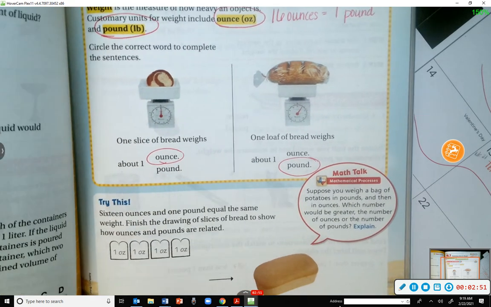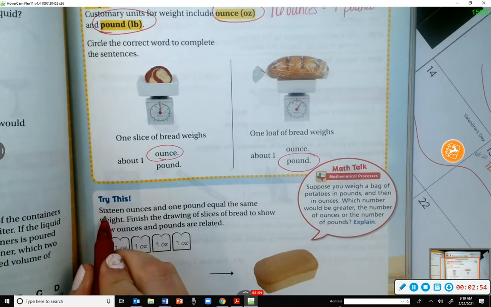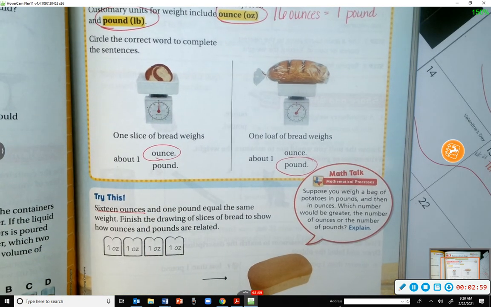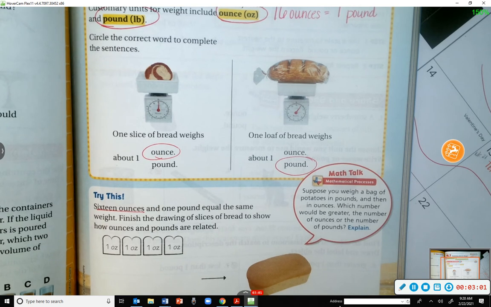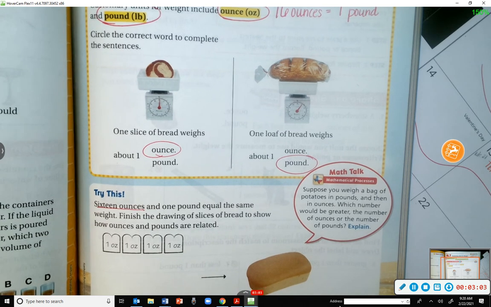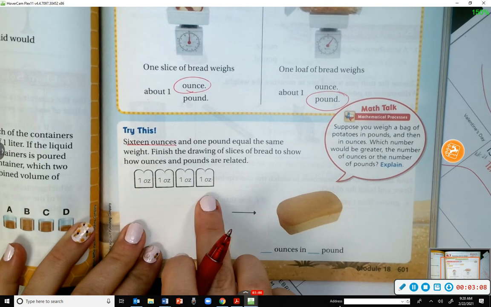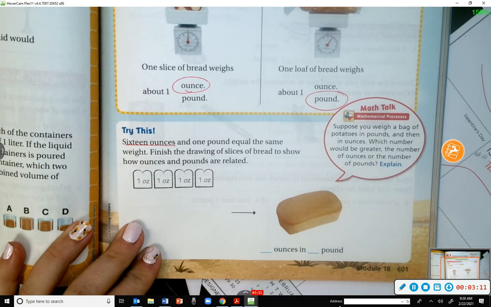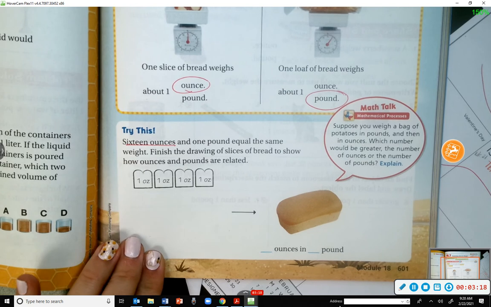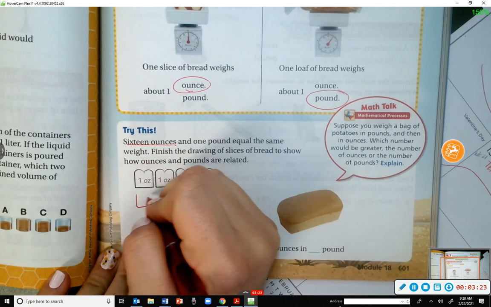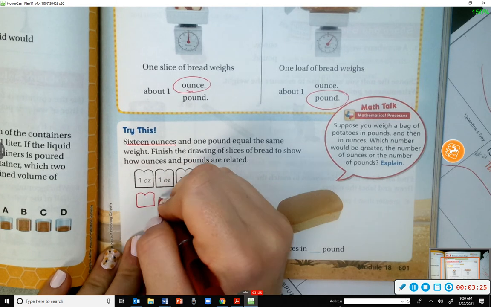Now let's look down here. It says 16 ounces and 1 pound equal the same weight. Finish the drawing of slices of bread to show how ounces and pounds are related. So if I already have 4 of these slices of bread, I need to keep drawing more slices of bread to equal what? 1 pound. So how many slices would I need to draw? 16. So let's continue drawing our slices of bread.